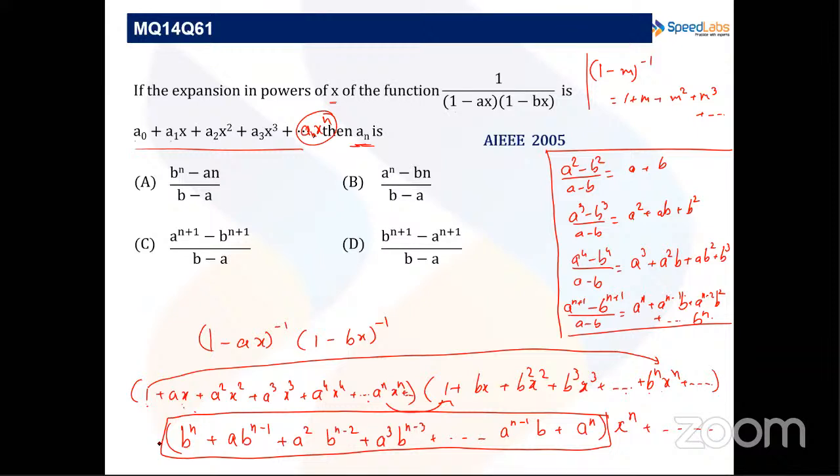So this coefficient matches with option D, because B is like this. Okay, we are having B and B in the denominator. If you are having A, then you will be having A here. Okay, so this is something important.